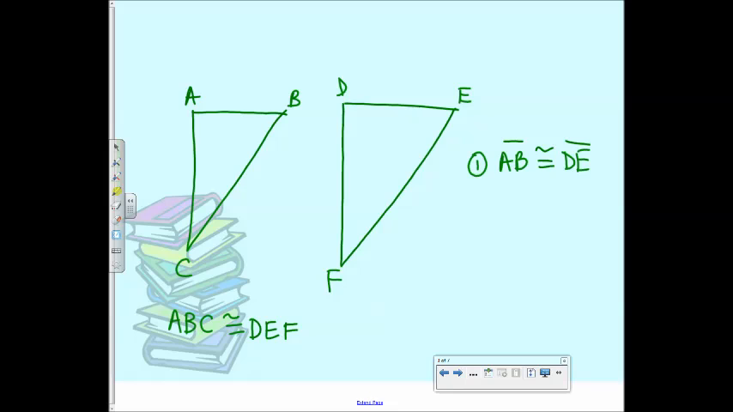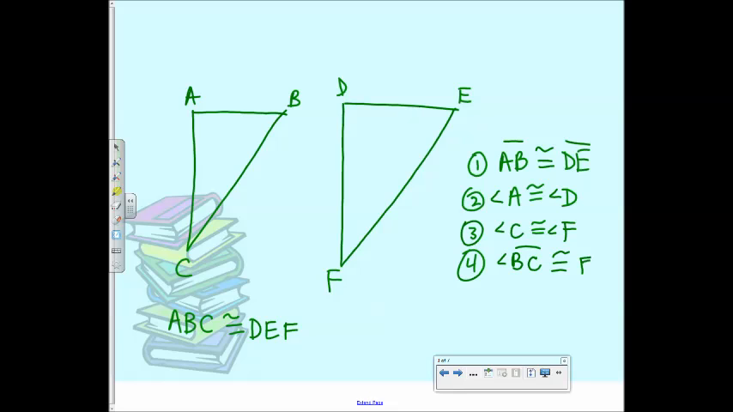Okay, what's the second thing you can tell me? Gabriel, what's one more thing? Angle A is congruent to angle D. Good. Rosie, one more thing. Angle C is congruent to angle F. Melanie, one more. BC is congruent to EF. Another thing, Mariah. AC is congruent to DF. And what's the last thing you can tell me? Rebecca? Angle B is congruent to angle E. Good.